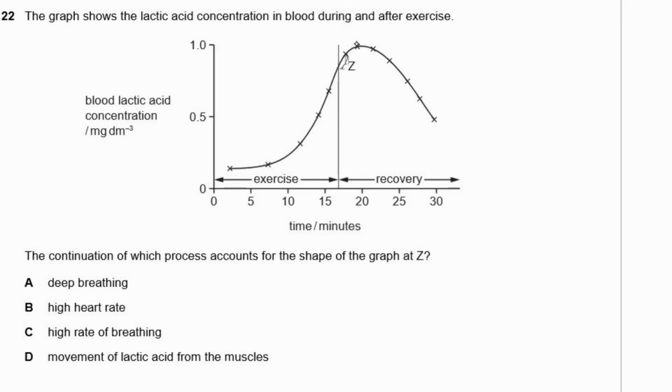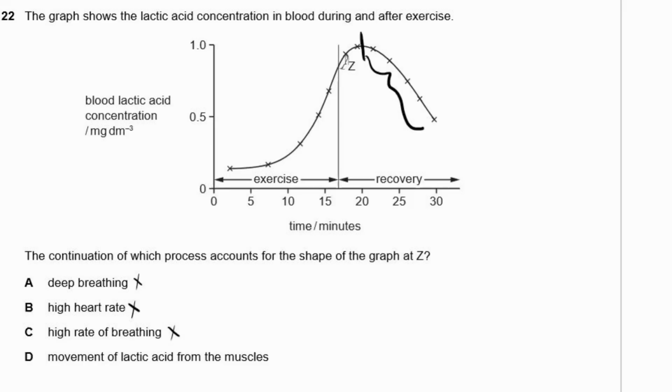Okay, so they've stopped exercising. They will be breathing deeply. So A is deep breathing. They will be breathing deeply, and that does help with losing. So that A would be responsible for basically this section of the graph. Okay, high heart rate. No, that's not going to really be important. So A is not the answer because we're looking at why it is increasing, not why it is decreasing.